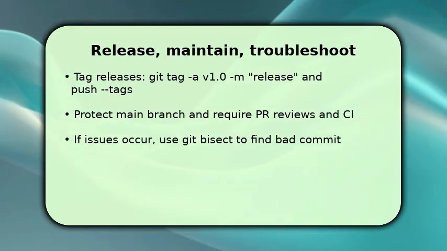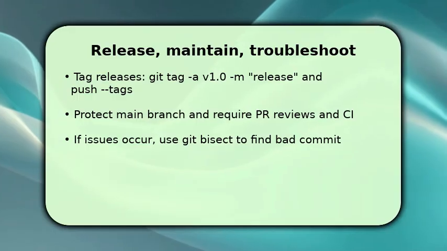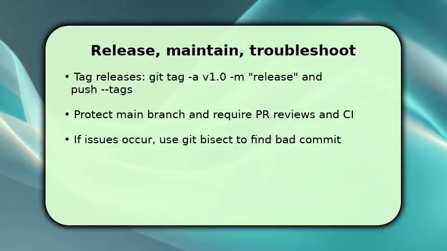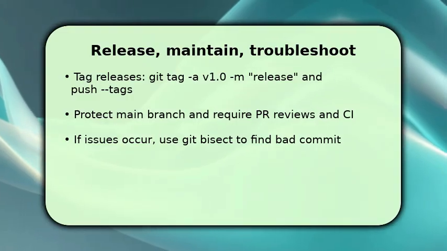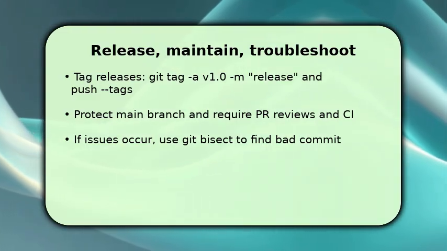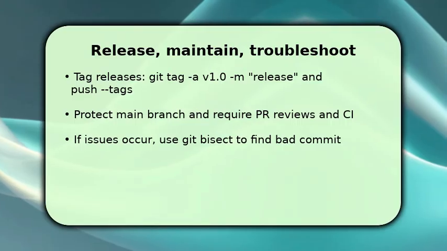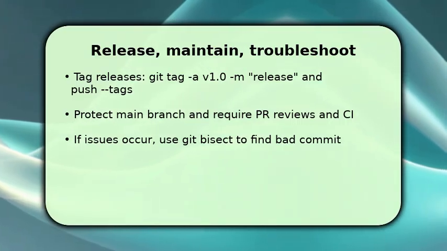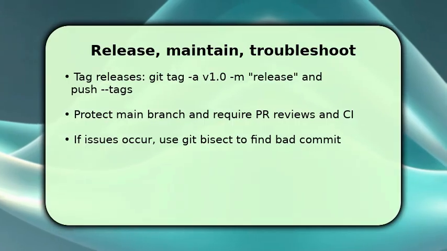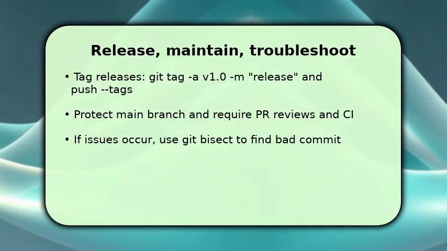Maintain your repo by pruning stale branches and updating dependencies on a schedule so technical debt doesn't pile up. If something breaks, run git bisect to quickly locate the problematic commit, test fixes in a feature branch, then merge the patch through your normal review and CI process.